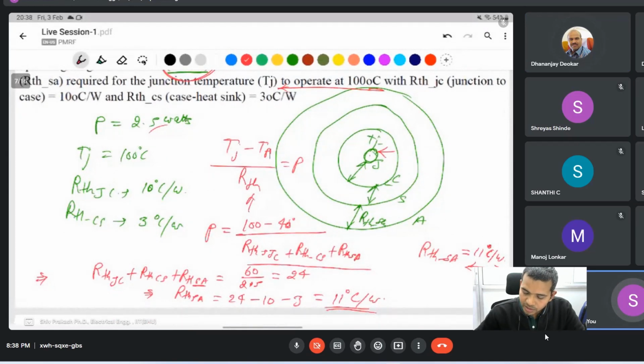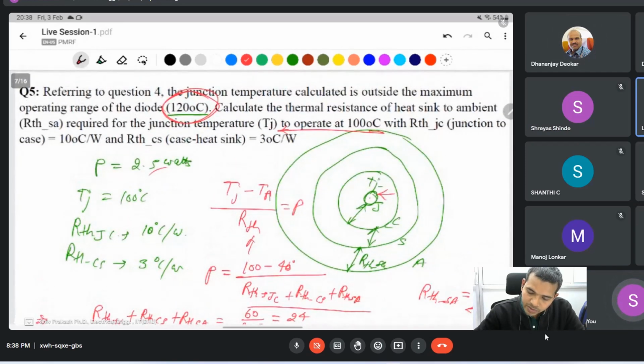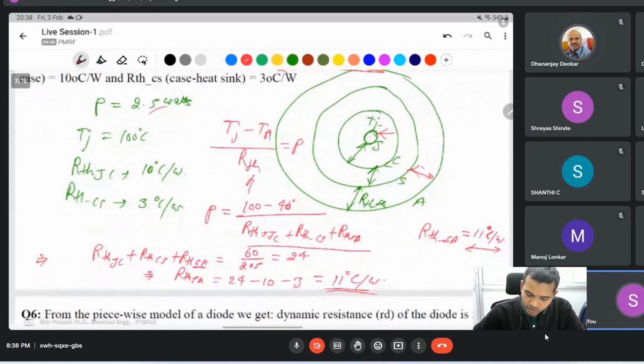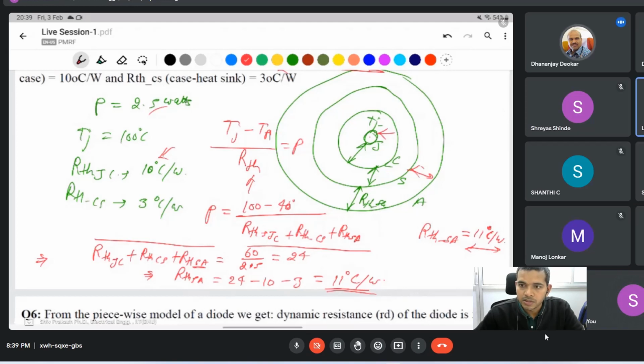Then find the thermal resistance of SA. It asks about the thermal resistance of heat sink to ambient. If you have all of them in series, the overall RTH is 24, and then find RSA as 24 minus the given RJC and RCS, which is 11 degrees centigrade per watt. It's okay. Okay, sir, understood.